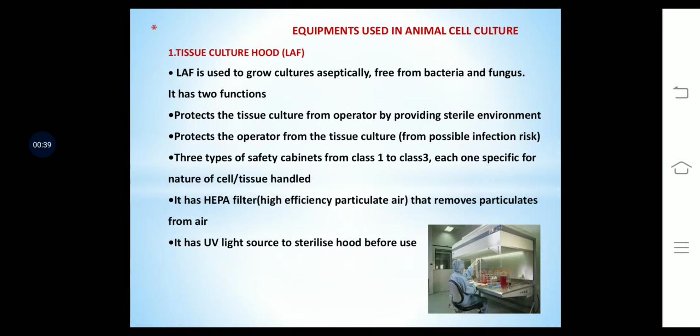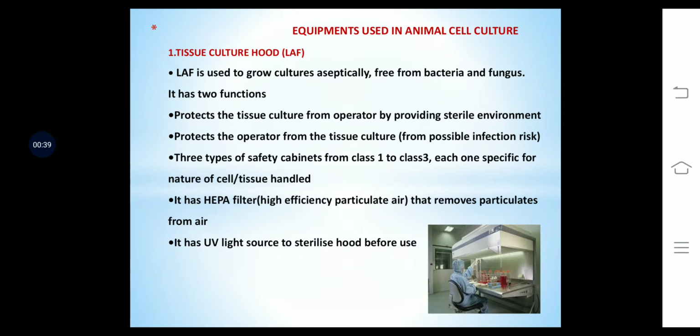Coming to centrifuge. Centrifuge is an equipment which works based on varying density. The more dense ones will be settled at the bottom, less dense ones will remain at the top. So there will be separation of different bands of cells based on this varying density. Usually we use a low temperature centrifuge in order to protect the integrity of the cells.